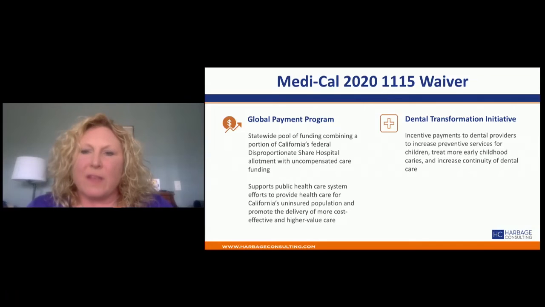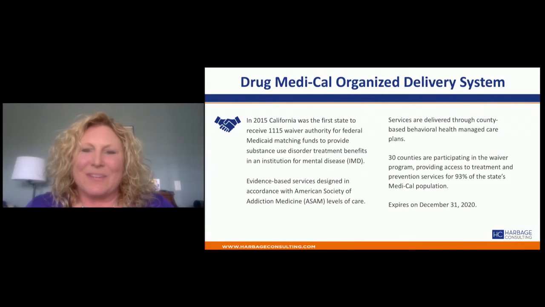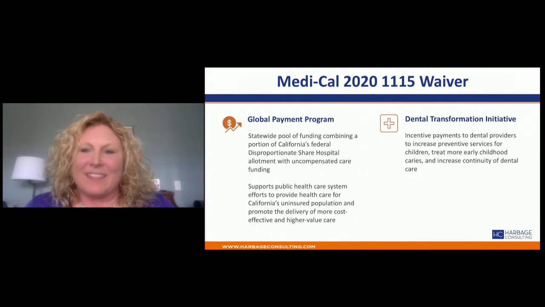And then the fourth big element is the Dental Transformation Initiative, another incentive payment program trying to increase preventive services for children through oral health care, and it really aligns with some of the goals of the federal dental initiative that's underway.